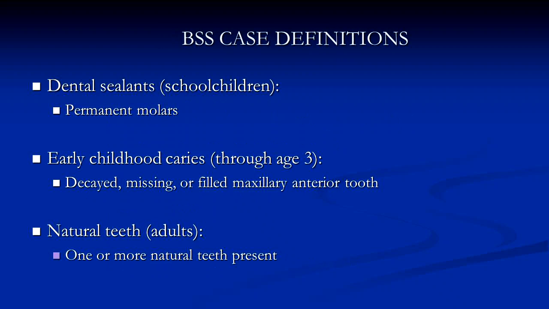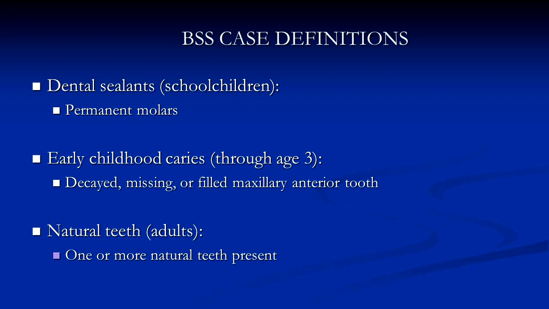Some other case definitions, some things that you can look at, whether school children have dental sealants present. So you're basically just assessing their permanent molars and if they have a sealant present. And if they have a sealant present, then you're going to mark them in the yes category and then move on. If they don't have dental sealants, then you're going to mark them in the no category and then move on.